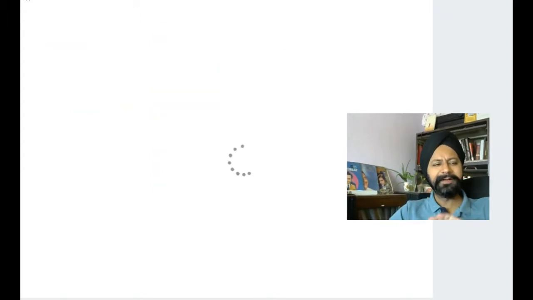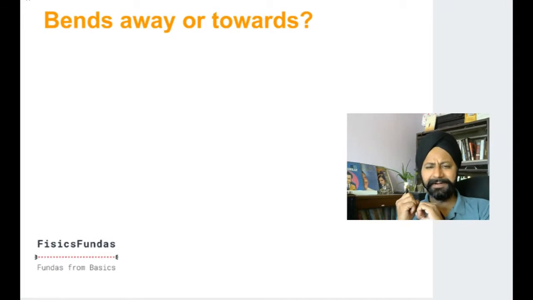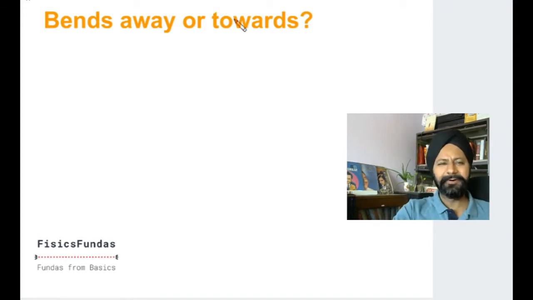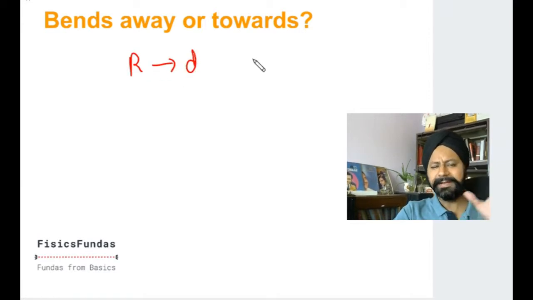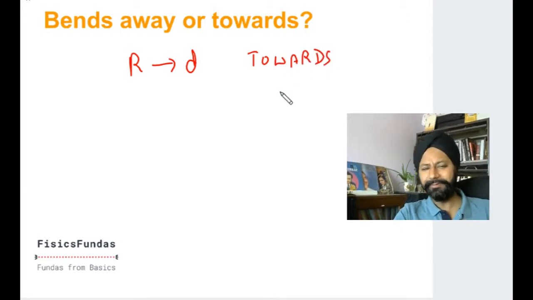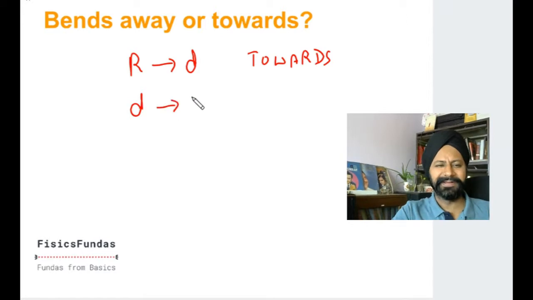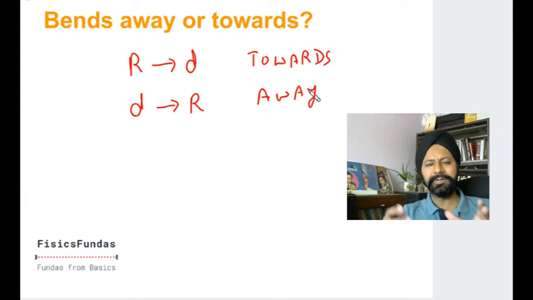So anything that is not clear, please pause and rewind the video. So bends away or towards, let's see. When it goes from rarer to denser, it bends towards. Don't memorize this. This is something you can do in half a second. Denser to rarer, it is going to bend away from normal. And this is towards or away from the normal, not from the surface. By convention, we always take all these angles and directions from the normal, the 90 degrees line there. That is a convention for reflection as well as refraction.